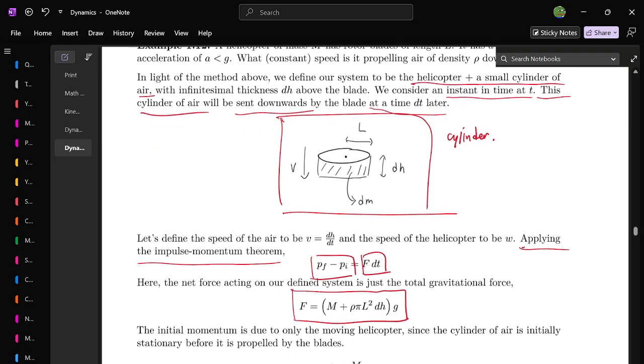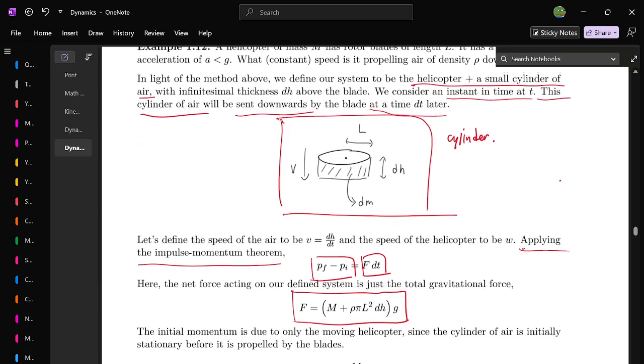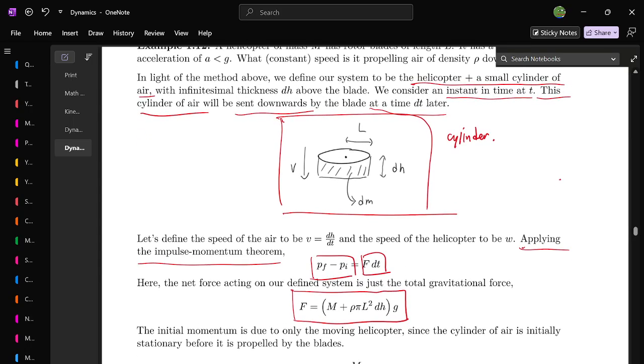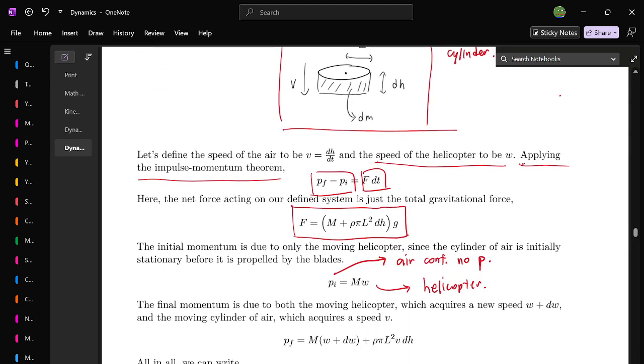Now, what is your initial momentum? Well, initially your air is stationary and is only sent downwards at a time dt later. So your air contributes no momentum at the start. So air contributes no p, and this is purely by the helicopter because the speed of the helicopter is defined to be w. So that's the initial momentum.